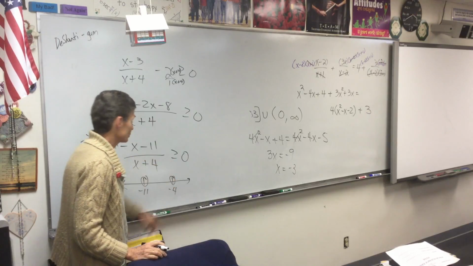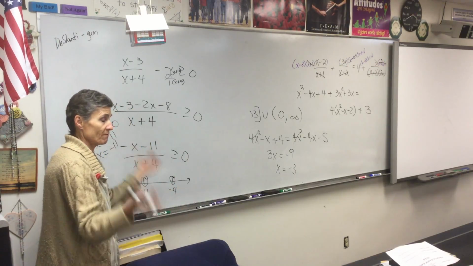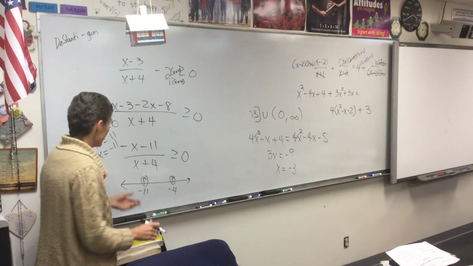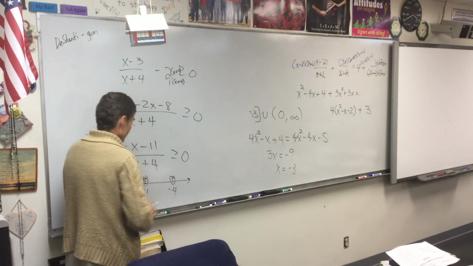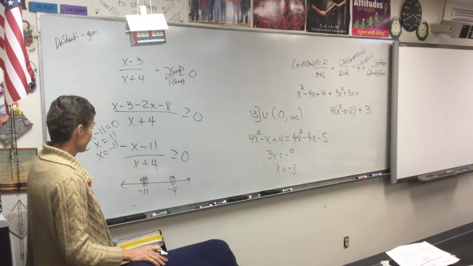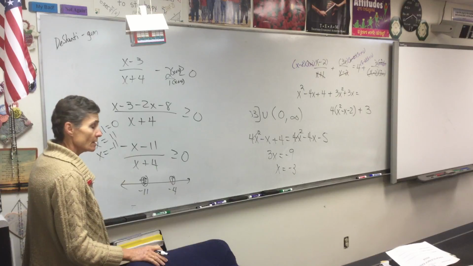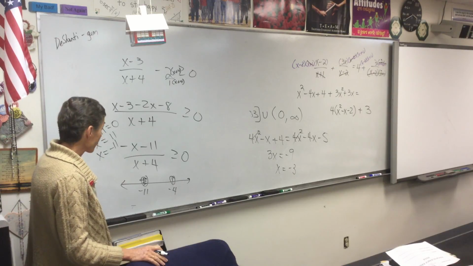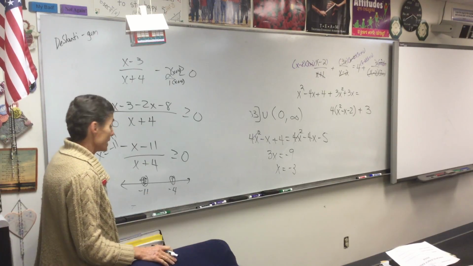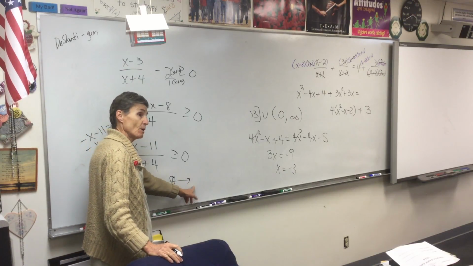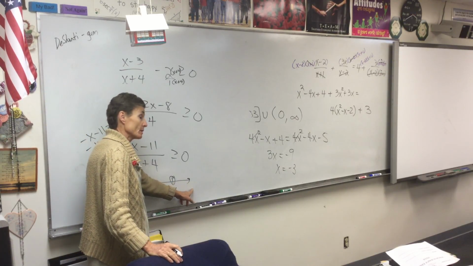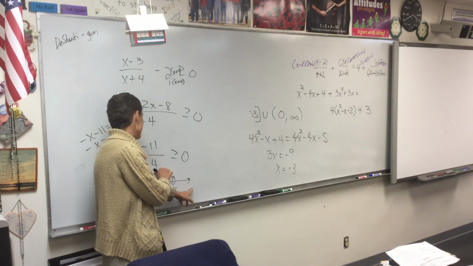Now that's an or equal to, so something should be filled in. The negative 11 is filled in, never denominators. Denominator dots are never colored in. And then we will pick a number, and 0 will work. Now remember, 0's out here. So let's put 0 in and see what we get.